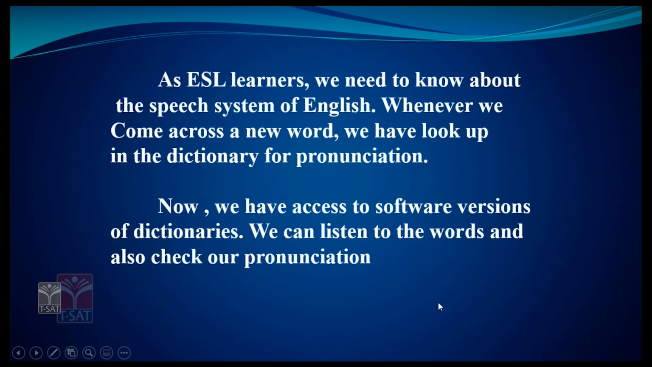So, as ESL learners, we need to know about the speech system of the English language. Whenever we come across a new word, we have to look it up in the dictionary for pronunciation. A standard dictionary like Cambridge Advanced Dictionary or Oxford Dictionary or Orient Longman Dictionary or even Webster. A good dictionary gives us various features of words like spelling, word class, pronunciation, meaning and even derivatives and how they occur in different contexts. And now we have access to software versions of dictionaries, and we can have regular practice, listen to the words and also check our pronunciation.